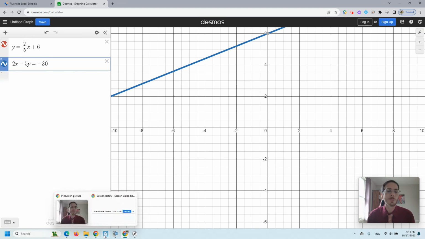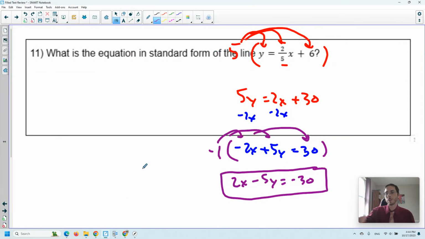That means they're equal. So we know that what I started with is exactly the same as what I ended with. So I haven't changed anything. I just changed the form.